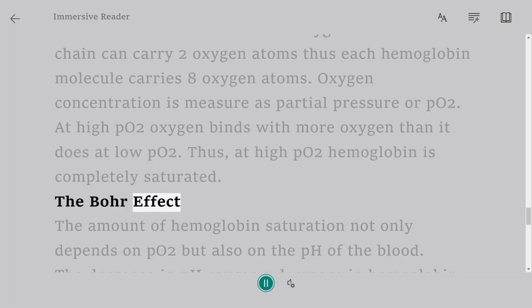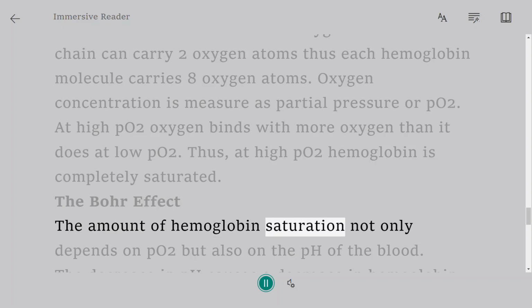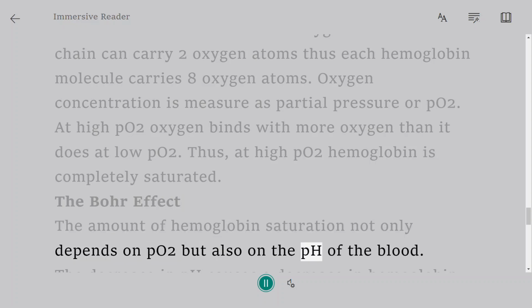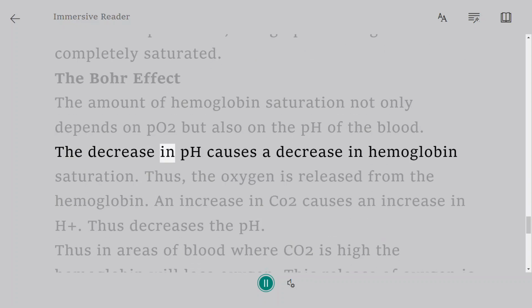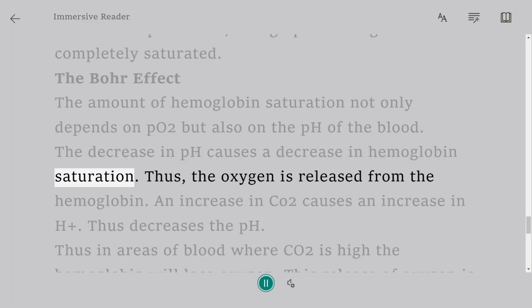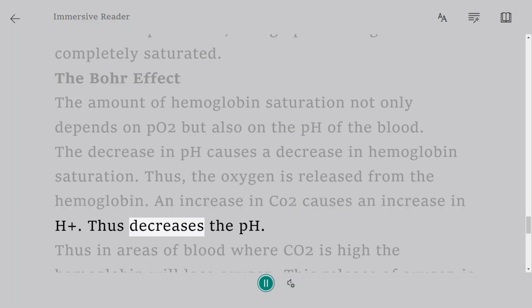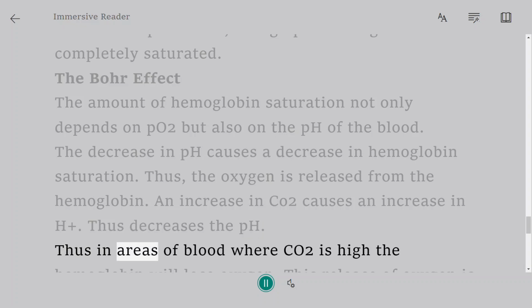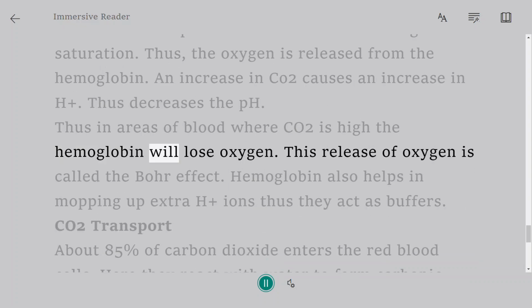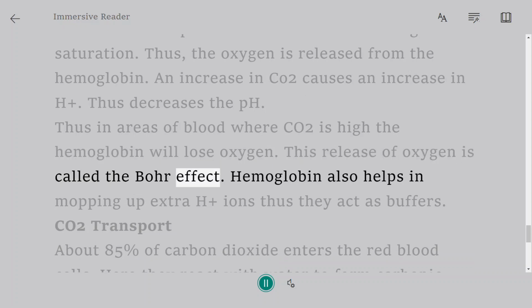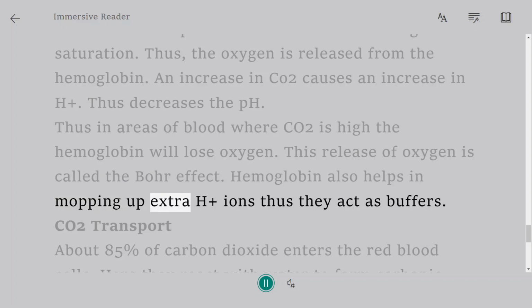The Bohr effect. The amount of hemoglobin saturation depends not only on pO2 but also on the pH of the blood. A decrease in pH causes a decrease in hemoglobin saturation. Thus, the oxygen is released from the hemoglobin. An increase in CO2 causes an increase in H+, thus decreasing the pH. Thus in areas of blood where CO2 is high, the hemoglobin will lose oxygen. This release of oxygen is called the Bohr effect. Hemoglobin also helps in mopping up extra H+ ions, thus acting as a buffer.